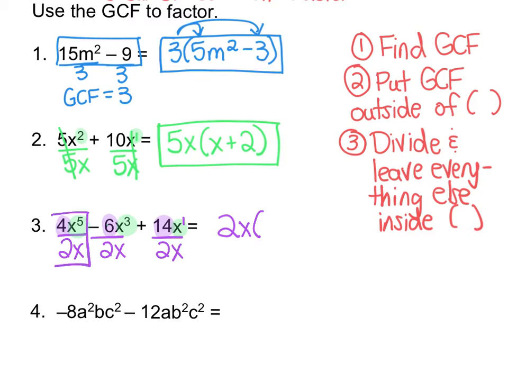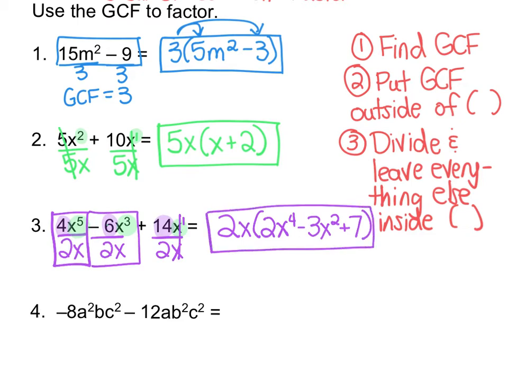So let's start with this piece. 4 divided by 2 is 2. X to the fifth divided by x to the first leaves x to the fourth. Don't forget this negative on the next part. Negative 6 divided by 2 is negative 3. X to the third divided by x leaves x squared. And then finally 14 divided by 2 is 7. X divided by x cancels out. So this is how I would write my final answer.